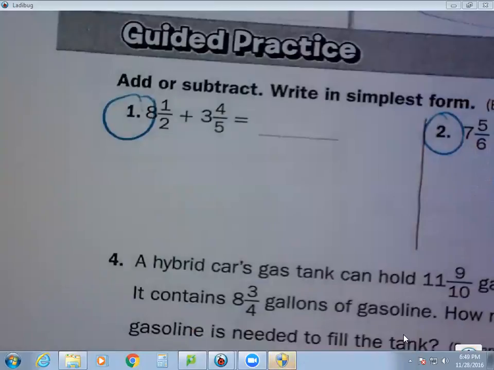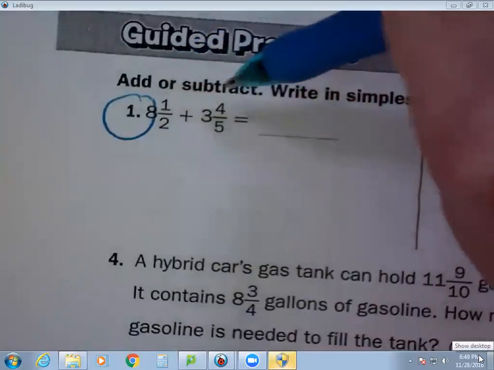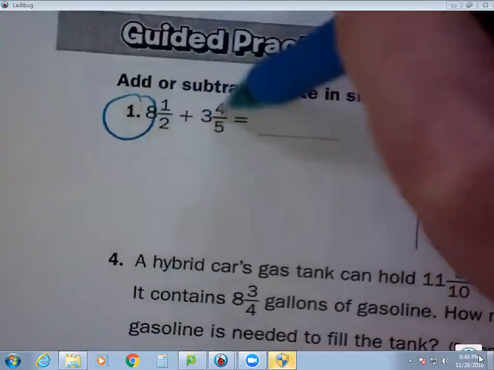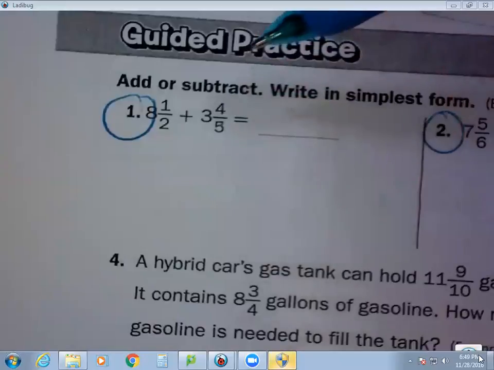When you're working on these, you have two options. You can either change these into those improper fractions first and then find the common denominator, or you can change these to a common denominator first and then change them into improper fractions. Just kind of depends on your style.